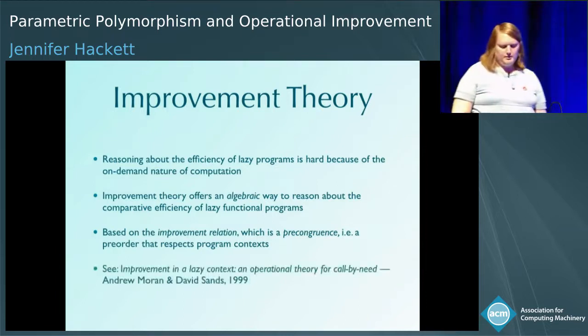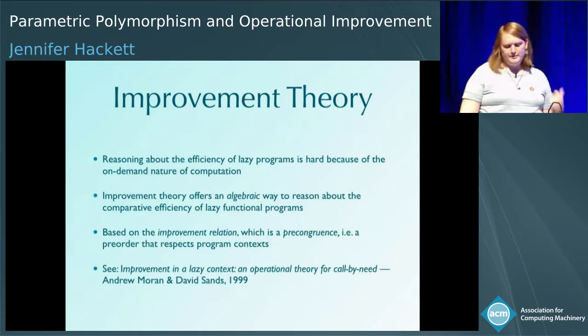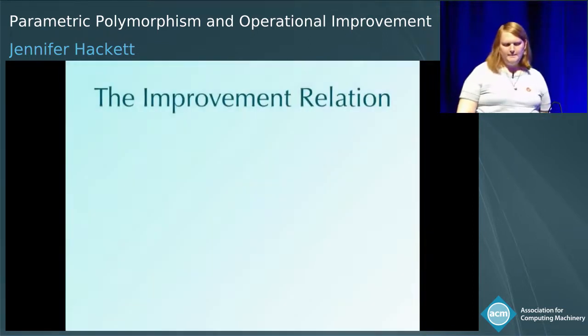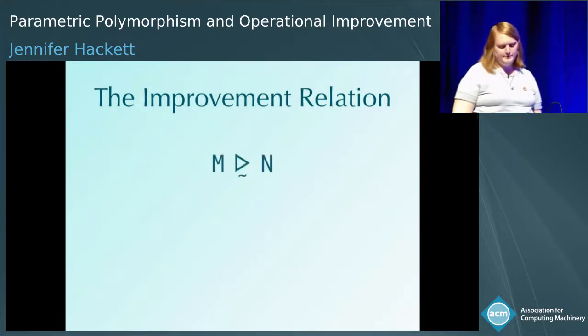The approach we use is based on this paper, Improvement in a Lazy Context. And for the improvement relation, we say that M is improved by N. We write that like this.